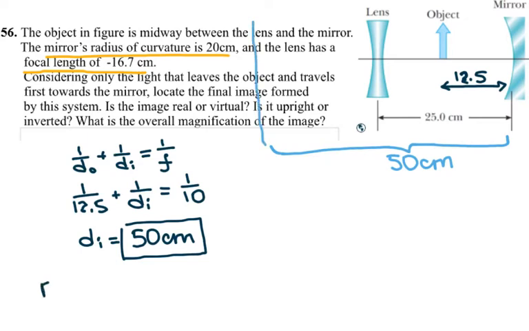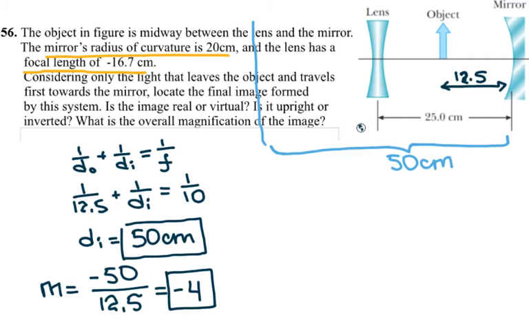And the magnification of the image is equal to negative di, which is negative 50, over the distance to the object, which is 12.5. So the magnification is equal to negative 4. That means the image is inverted and the image is real. And so the image is going to be, again, somewhere over here and looking down.